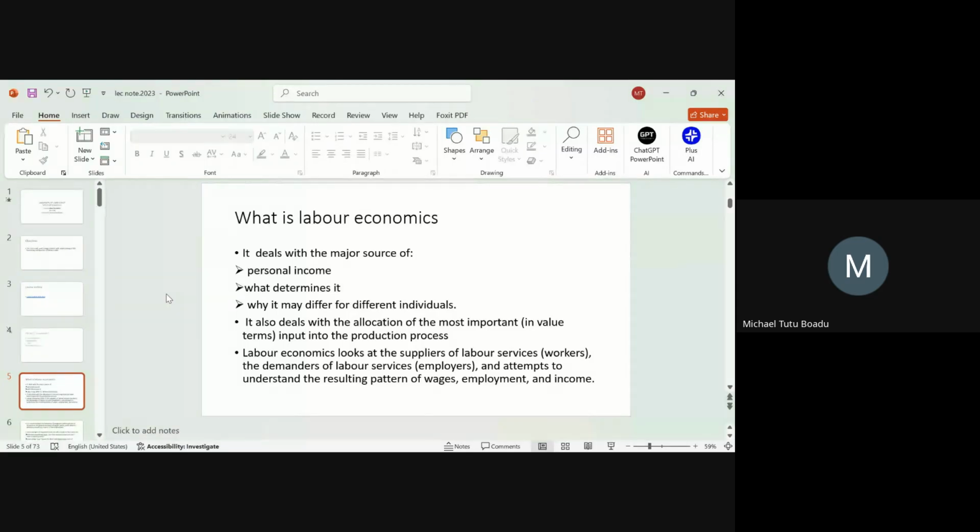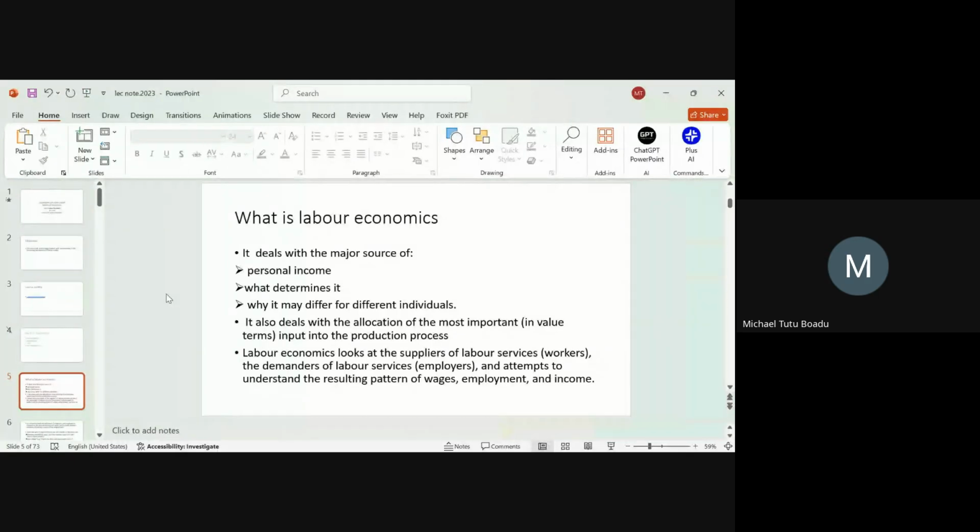What determines the income? Why does income differ from person to person? Even in the same organization, 10 people working, but they receive different salaries. Why do the wages, the earnings, or the salaries differ from one person to another? These are the issues that labor economics talks about.